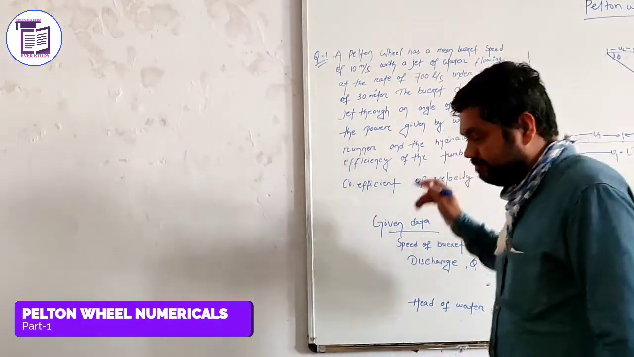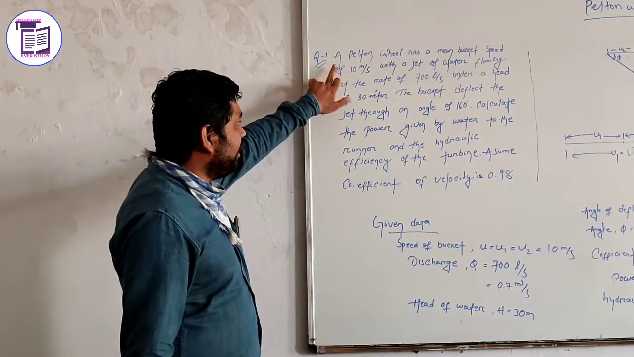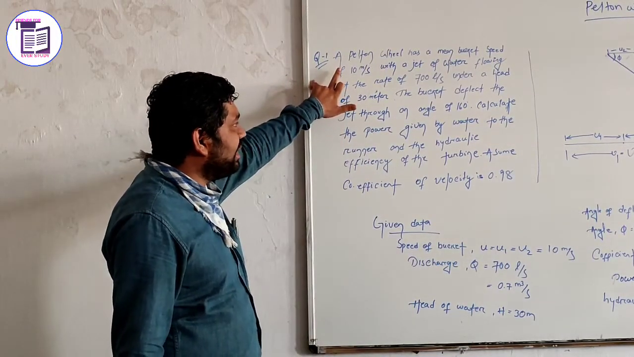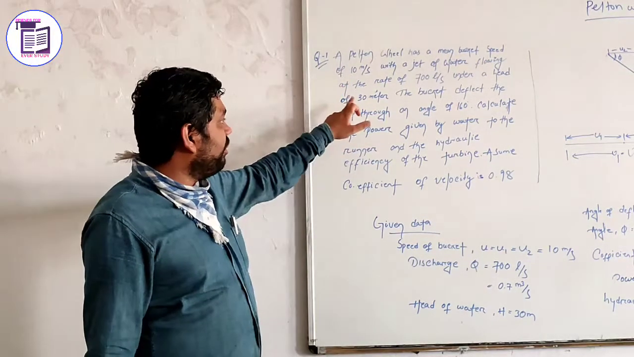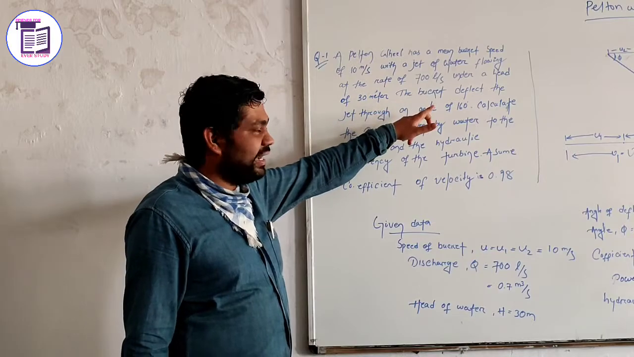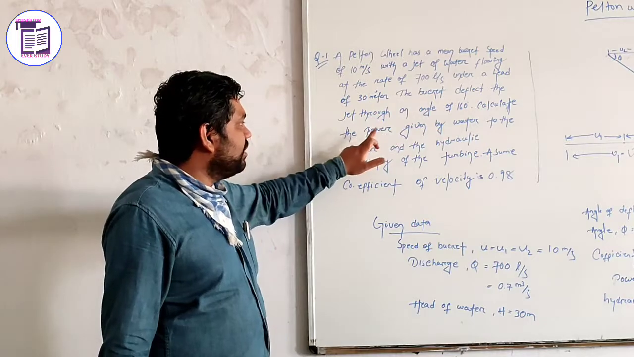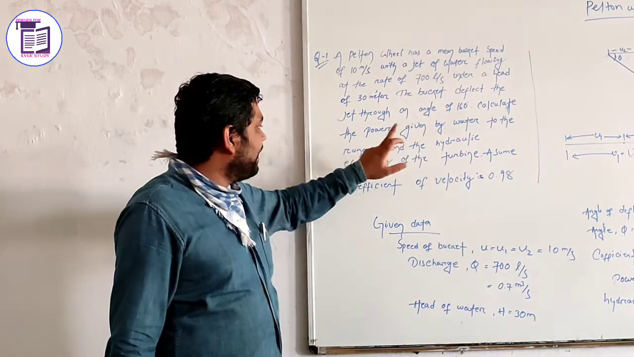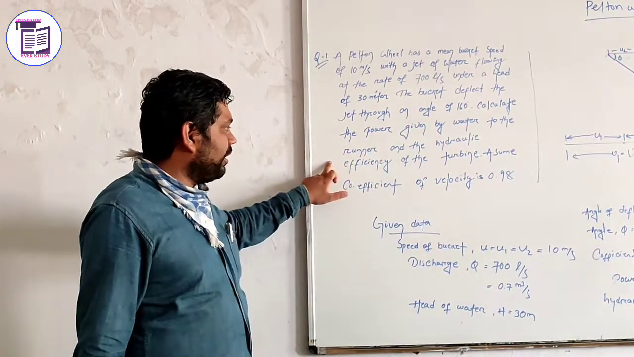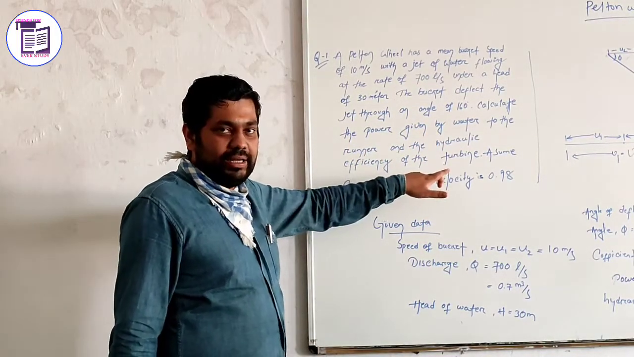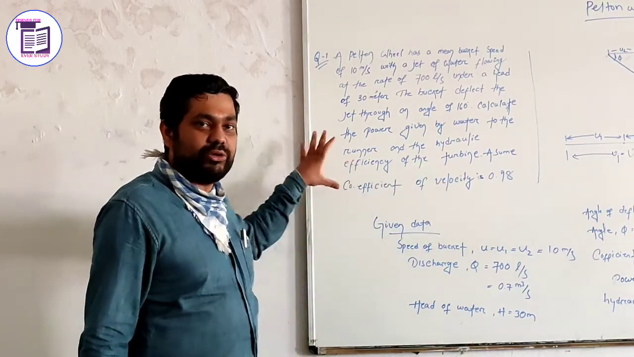So look at here, the problem. A question is given here. A Pelton wheel has a mean bucket speed of 10 meter per second with a jet of water flowing at the rate of 700 liter per second under a head of 30 meter. The bucket deflects the jet through an angle of 160 degree. Calculate the power given by water to the runner and the idling efficiency of the turbine, and assume the coefficient of velocity is 0.98. This is the question given to you.